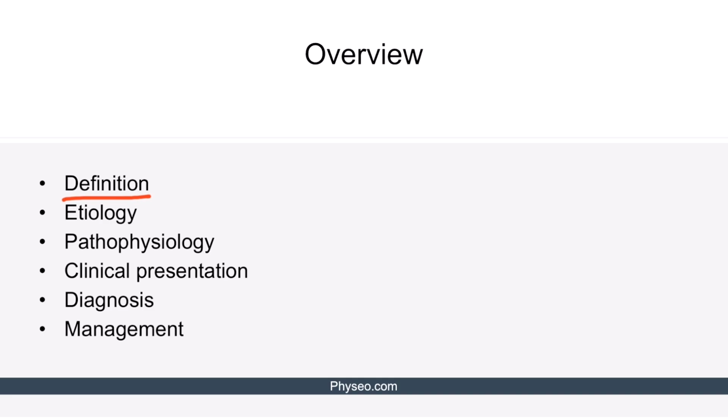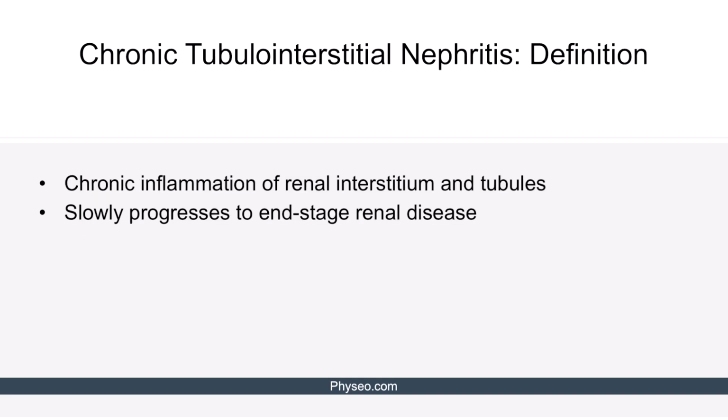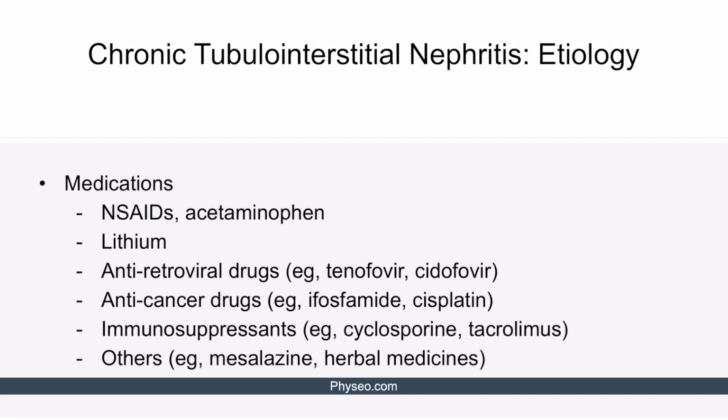Chronic interstitial nephritis is defined as the chronic inflammation of the renal interstitium and tubules. It slowly progresses and eventually leads to end-stage renal disease. Chronic interstitial nephritis is commonly associated with long-term use of medications, especially NSAIDs and acetaminophen.